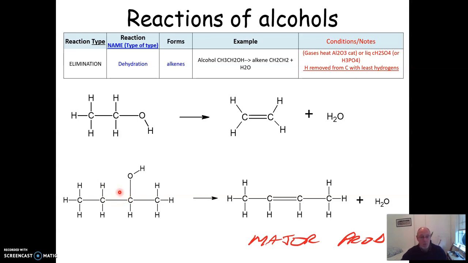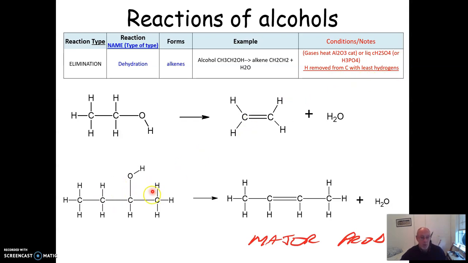Now, how do you know? Well, there's a little rule. It's kind of the reverse of the rule we saw before in the alkene reactions, where when you were adding onto that double bond, the hydrogen always went onto the carbon where there was the most hydrogens. Now it's the reverse. The hydrogen is lost or removed from the carbon that's got the least hydrogens. Kind of the same rule, just in reverse.